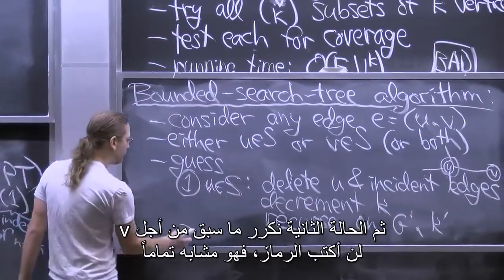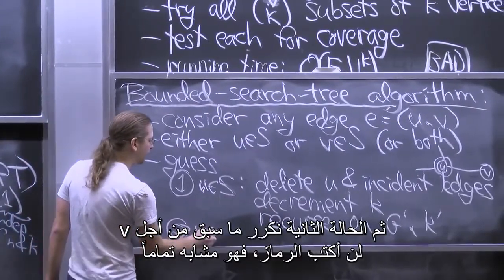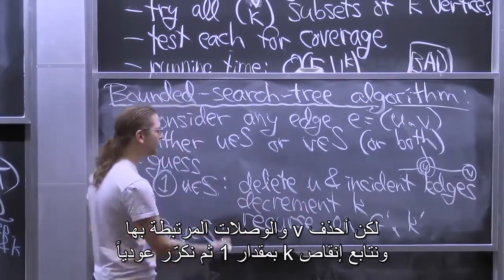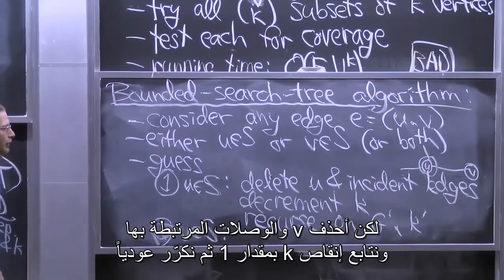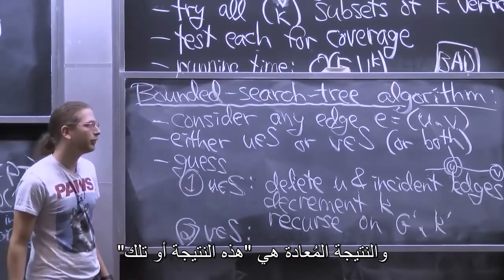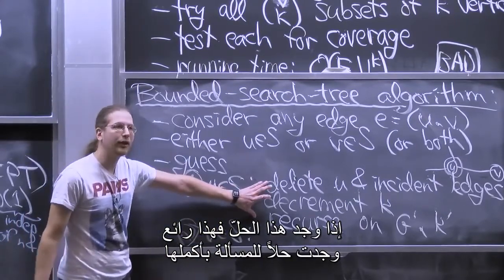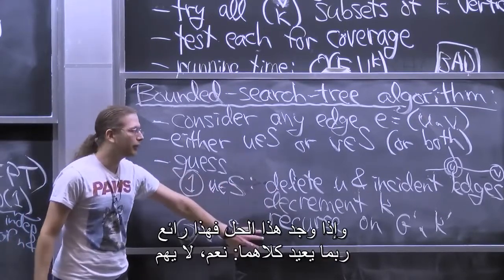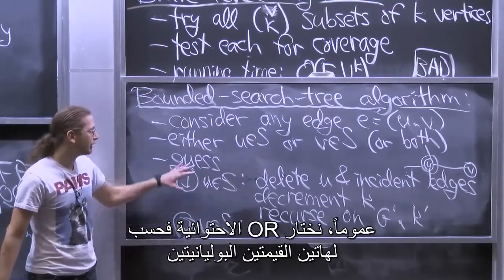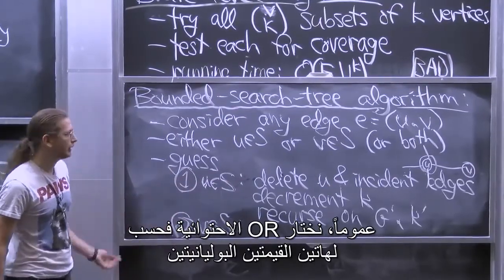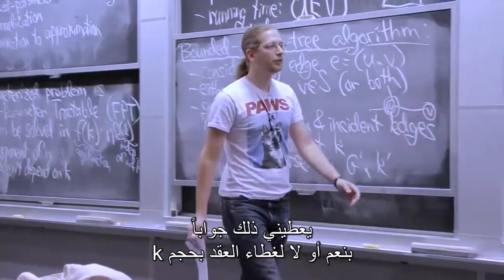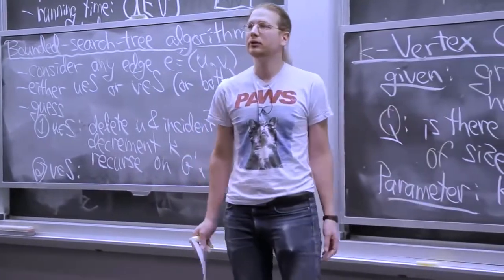And then the second case is do the same thing for V. I won't write the code exactly the same, but I delete V and its incident edges. I still decrement K by 1, and I recurse. And then I just return the OR of these two answers. So if this one finds a solution, great. I found a solution to the overall problem. If this one finds a solution, great. Maybe both return yes. Doesn't matter. In general, I just take the inclusive OR of those two Boolean values. That gives me an overall yes-no answer to K vertex cover.